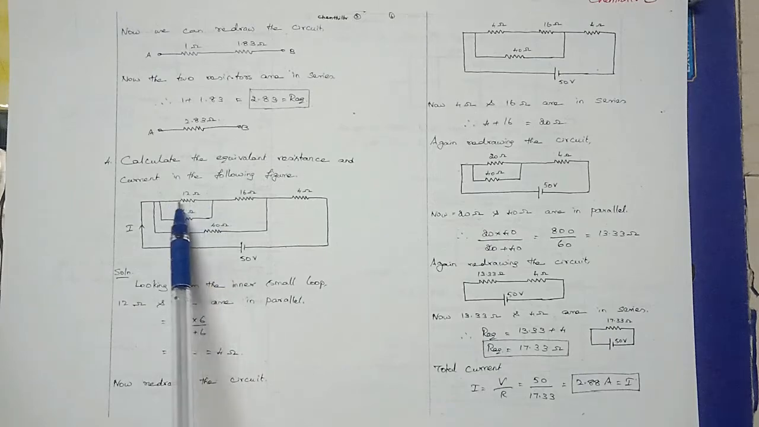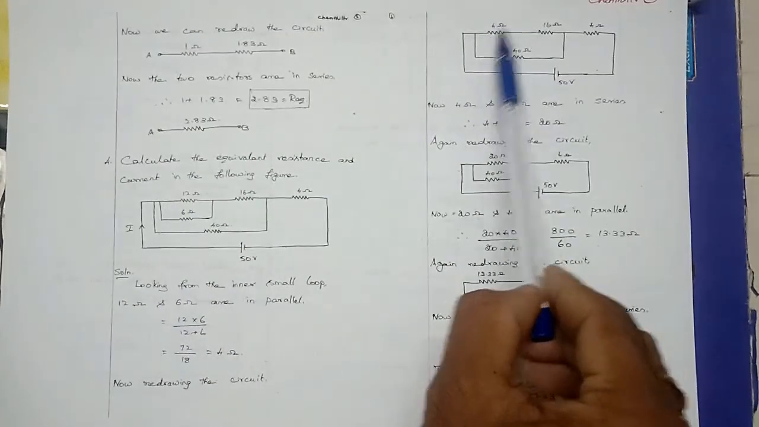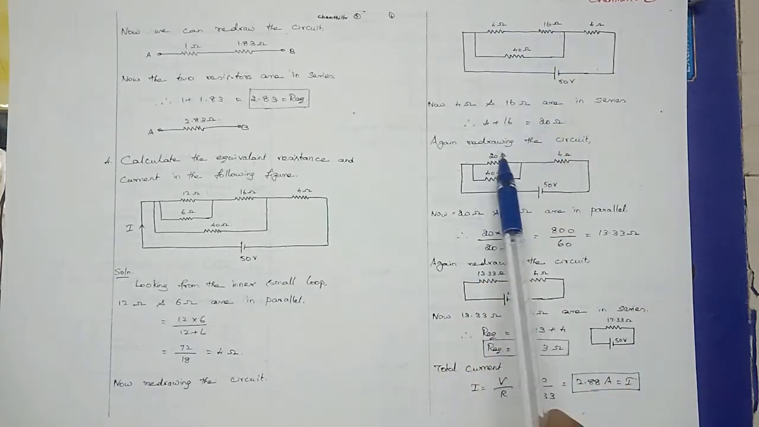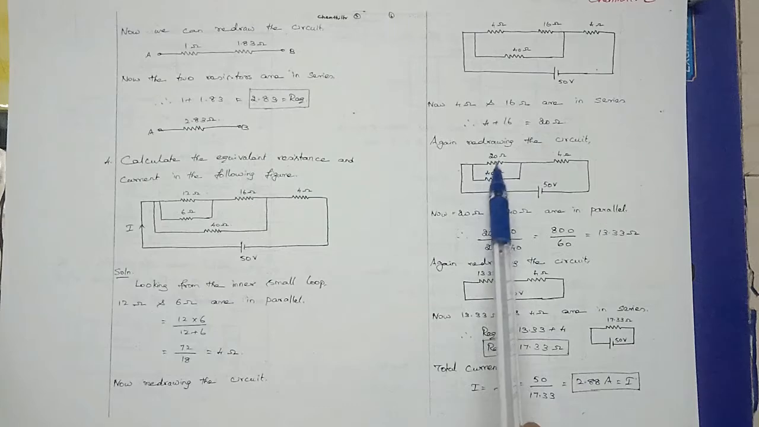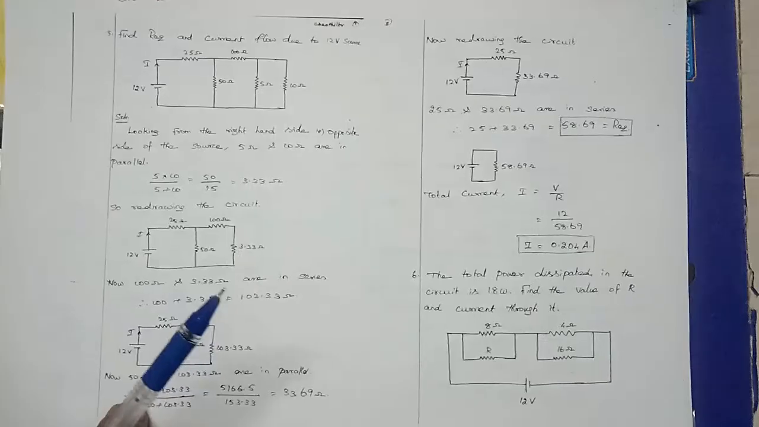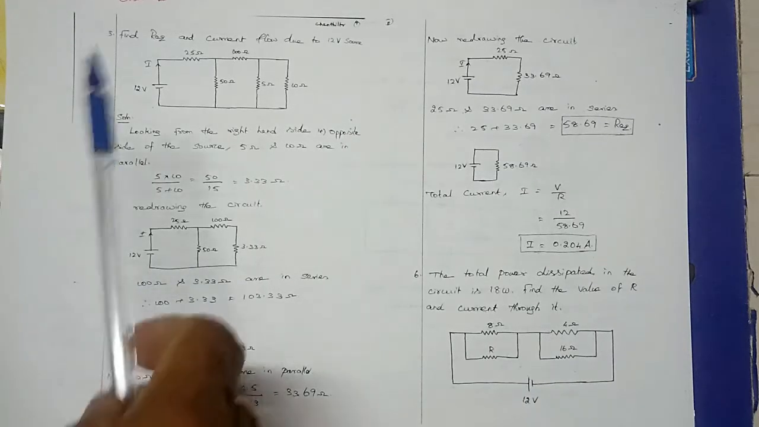Now you can see this 4 ohm and this 16 both are in series. You can add them, you will get 20. Replace the remaining components. Now these two are in parallel. You can draw it. Now these two will be in series. Add it. Find the current. Very simple problem.